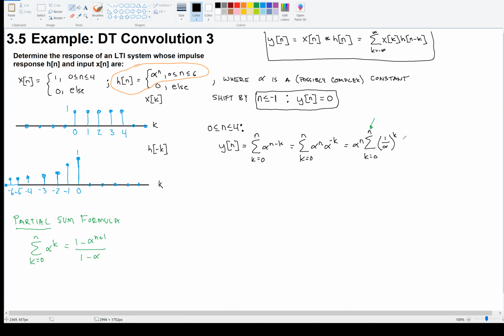So we look at what we have. Well, we have 1 over alpha. So 1 over alpha is our constant. And we have this alpha to the n hanging around. So I replace alpha with 1 over alpha. This is 1 minus 1 over alpha to the n plus 1 over 1 minus 1 over alpha.